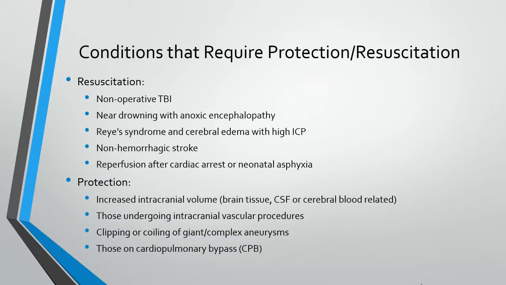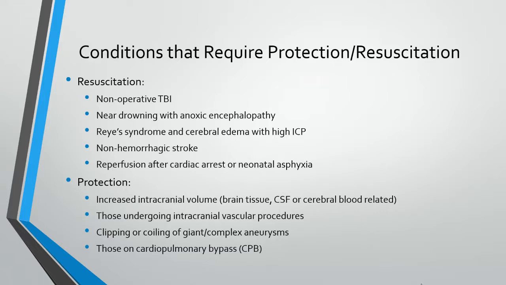So there's a few conditions that require resuscitation and protection. Resuscitation, so things where the brain has taken a major hit. If you have a traumatic brain injury that you can't operate on, you want to resuscitate that brain. Non-hemorrhagic strokes, cardiac arrest, these are things where there's not much we can do surgery-wise, but we can try and resuscitate as much of the brain as we can.